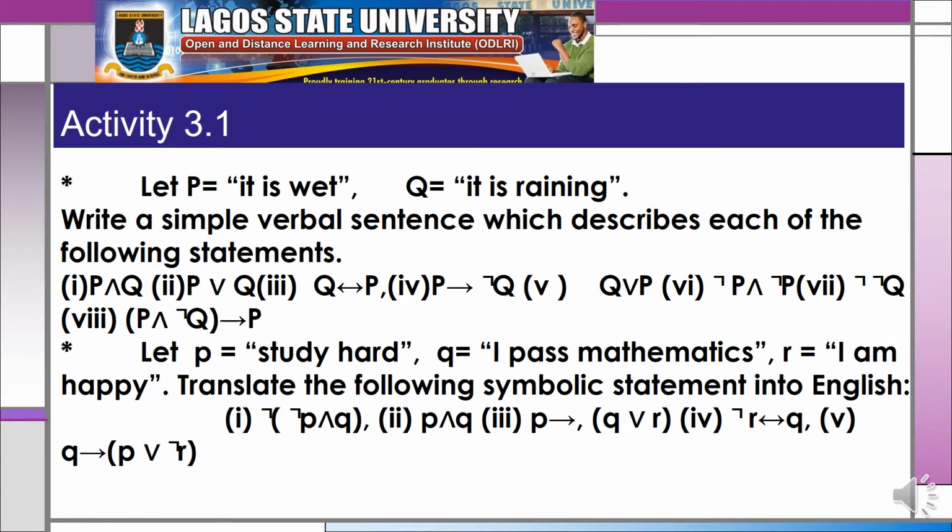You have some activities which you need to treat for proper understanding of the lesson. 1. Let P equals it is windy and Q equals it is raining. Then the following statements from 1 to 8, we have to translate them into simple verbal sentences.